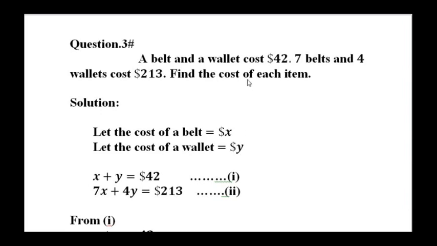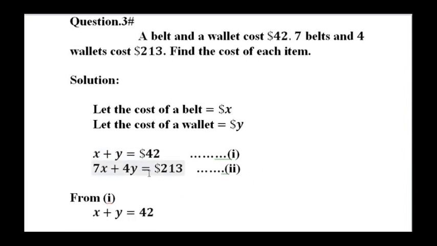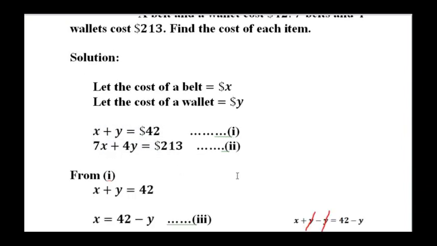According to the condition, a belt and a wallet together cost $42. Therefore, we can write the equation as X plus Y equals $42. According to the second condition, 7 belts and 4 wallets together cost $213. Therefore, we can write the equation as 7x plus 4y equals $213. I'll name these equations as equation 1 and equation 2.